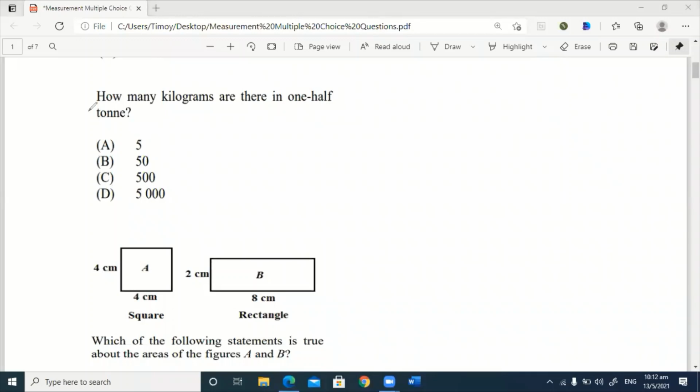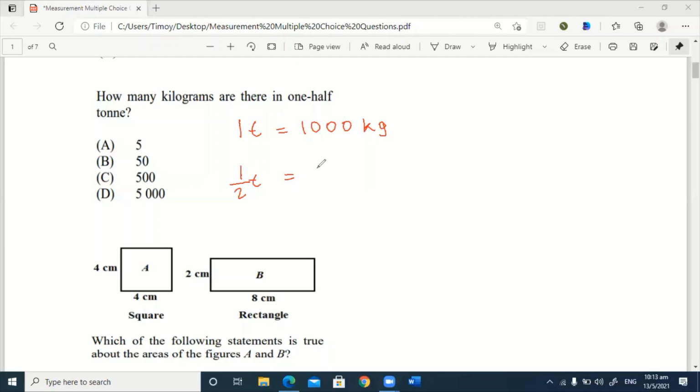On to our next question. How many kilograms are there in 1/2 ton? What do we know? We know that 1 ton, right, is equal to 1,000 kilograms. Now they are asking us, in 1/2 ton, how many kilograms is that going to equal? That's going to be equivalent to half of this 1,000.